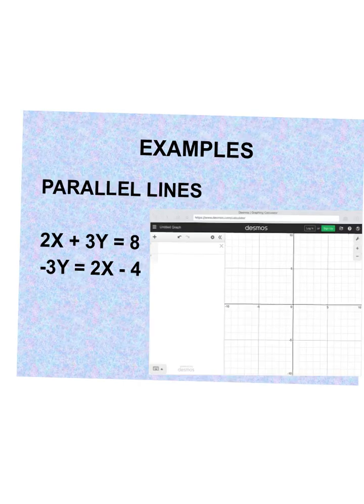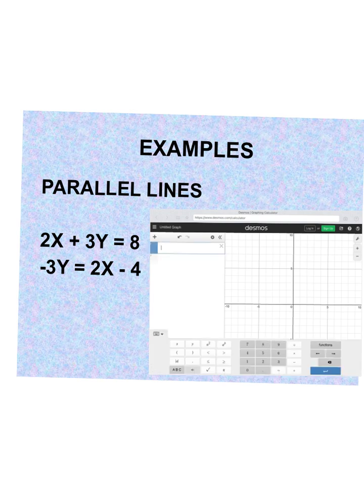All right, the next example, we have two equations, and we're going to type them into Desmos. 2x plus 3y is equal to 8. The second equation is going to be negative 3y is equal to 2x minus 4. Okay, from the graph, you can see that this system of equations is definitely parallel lines. Parallel lines have no points in common. Therefore, all we're going to do is write our solution set, which is going to be the words no solution inside braces.